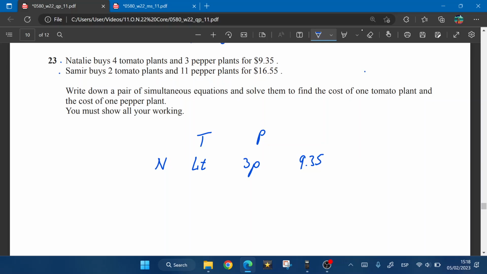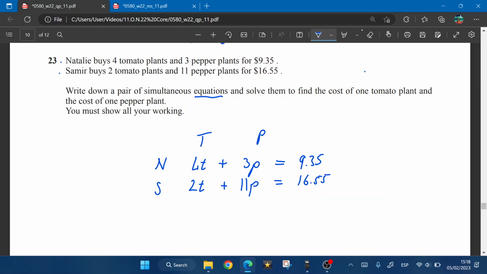Okay, so that means if we take the cost of the tomato plants, add it to the cost of the pepper plants she bought, she'll pay $9.35. See, that's an equation, one of the equations we need to write. Then we got Samir. He buys 2 tomato plants, 11 pepper plants, and that's $16.55. So we add them together.